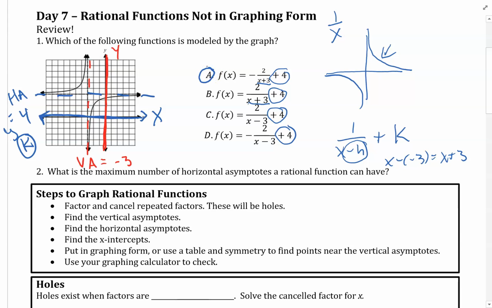What is the maximum number of horizontal asymptotes a rational function can have? Well, a rational function can have 0. We're used to those functions. We can have 1, like we do here, or you can actually have a function that looks kind of like a letter S, and it would have 2 horizontal asymptotes. That is the most that you can have for a rational function.